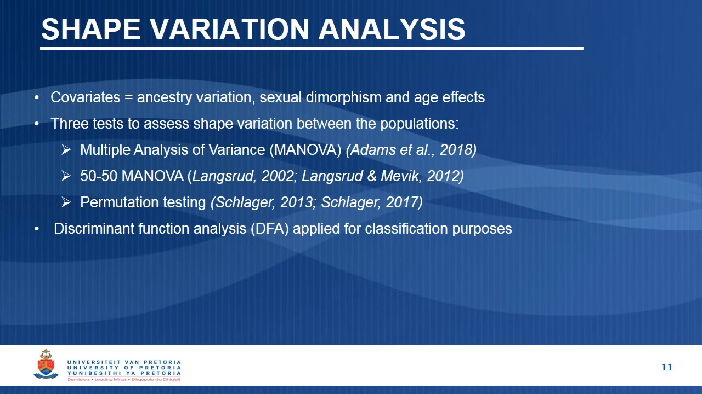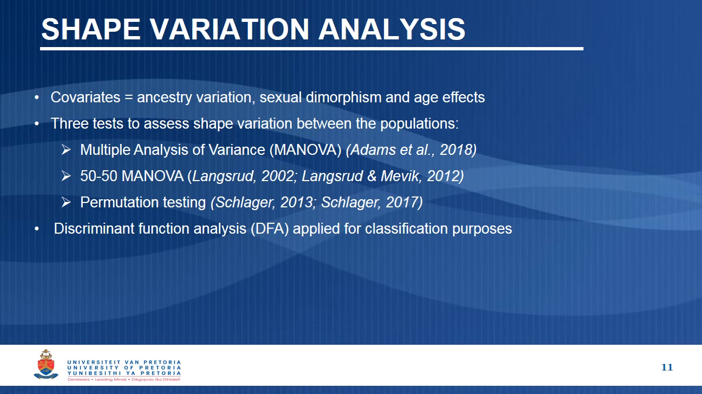For shape variation analysis, quantification and visualization of covariance between the hard and soft tissue facial matrices and the covariates will be performed on the complete sample using GMM methods. To assess shape variation between the populations, mainly 3 tests will be conducted. Firstly, a MANOVA, which is a parametric test, and then a 50-50 MANOVA and permutation testing, which are both non-parametric tests. The respective MANOVA tests will determine whether or not the independent growing variables, which are ancestry, sex, and age, simultaneously explain a statistically significant amount of variance in the dependent variable, which is shape variation.